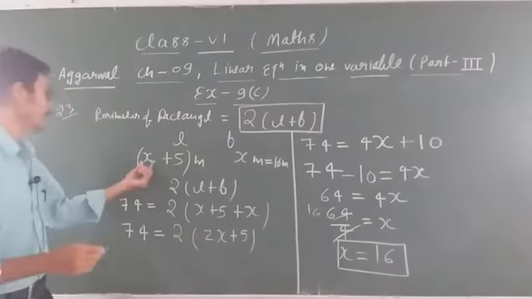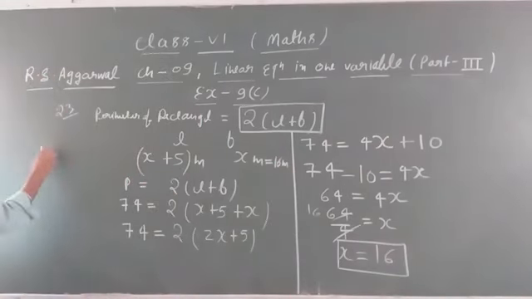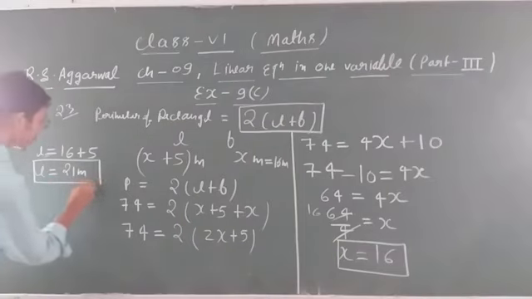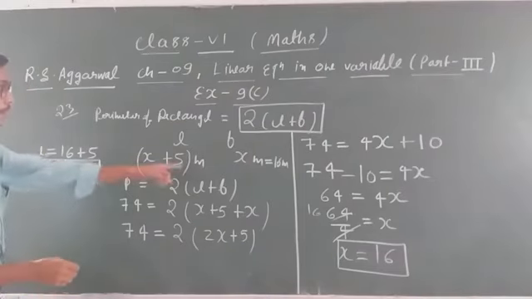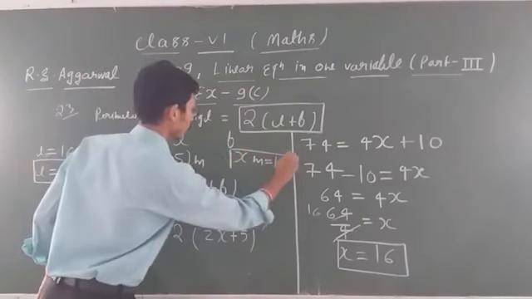Okay, and the length is 16 plus 5. So your length is 16 plus 5. Okay, so length equals 16 plus 5. You know that what? 21 meter. Clear, student? Why am I adding? Because length is 5 meter more than its breadth. You know that in the equation. And this is our breadth.